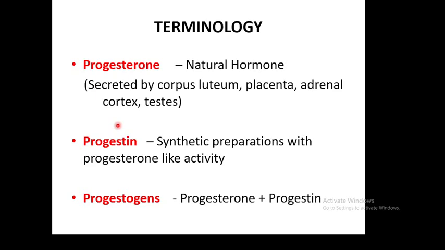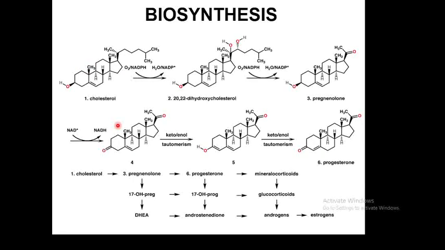This is the terminology. The term progesterone is used for the natural hormone, which is secreted by the corpus luteum in females, the placenta in pregnancy, the adrenal cortex, and the testis in males, or in both males and females. The name progestin we are using for synthetic preparations which have progesterone-like activity. Progestogens is for both progesterone, which is natural, plus the synthetic progestin.